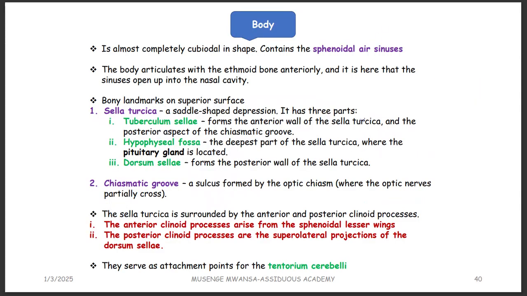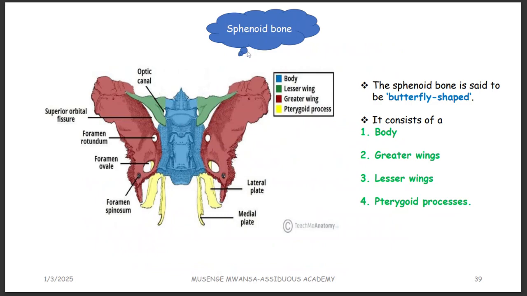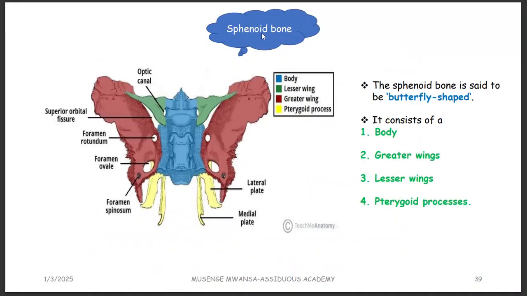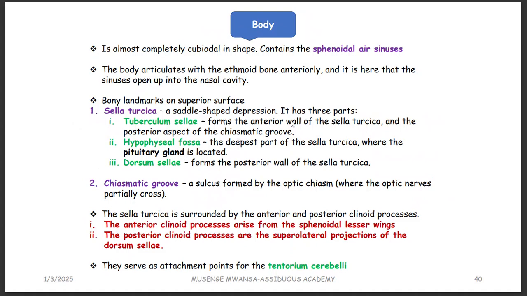Okay. So, looking at the different parts of this sphenoid bone, starting with the body, it is important for you to take note that the body has what we call air sinuses, just like we had air sinuses from the frontal bone, right? We said the frontal air sinuses. I didn't talk much about them. You need to know where they open.